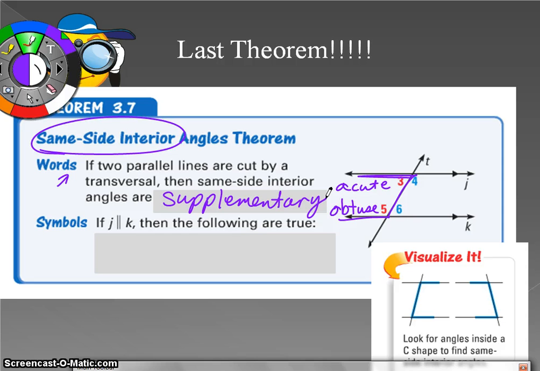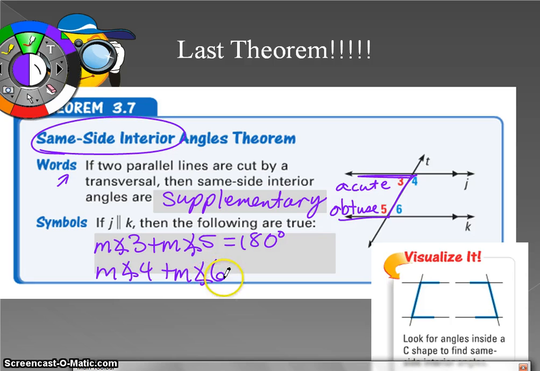Supplementary. Okay, so if J is parallel to K, then the following is true. The measure of angle 3 plus the measure of angle 5 equals 180 degrees. The measure of angle 4 plus the measure of angle 6 also equals 180 degrees. Okay, and we do have a short form for this as well. It would be parallel lines, therefore, same side interior angles are supplementary.